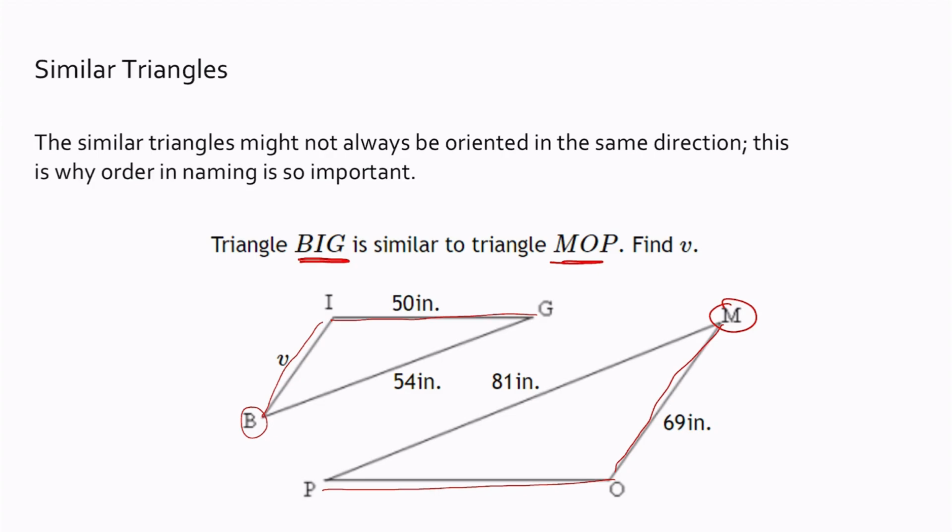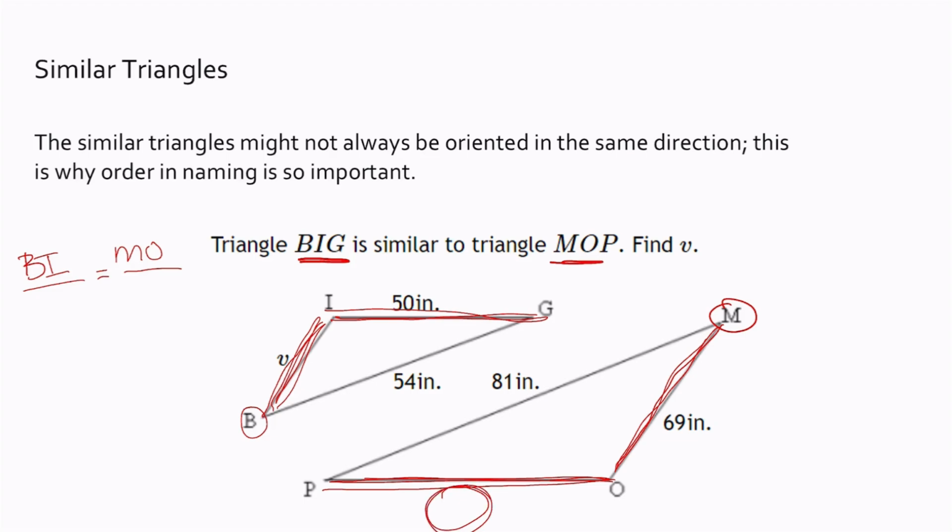So what's important here is for us to know that this line B to I, so this line here, is proportionate or equal to this line M to O. So even though they're not in the same spot in the way that the triangles are oriented, they are in the same spot in the ways that the triangles are similar to one another. So naming is so important here. And then IG is similar to OP.